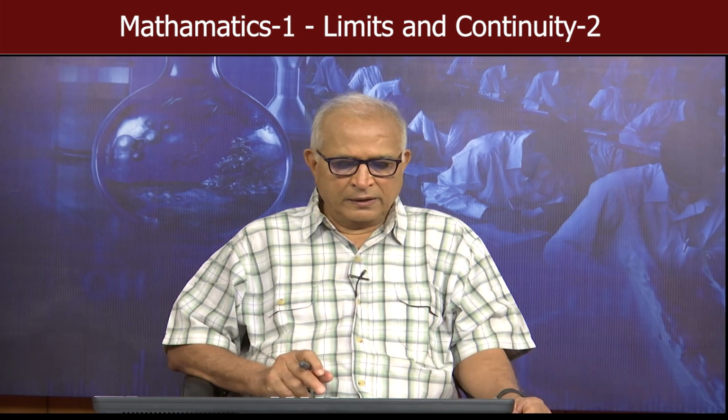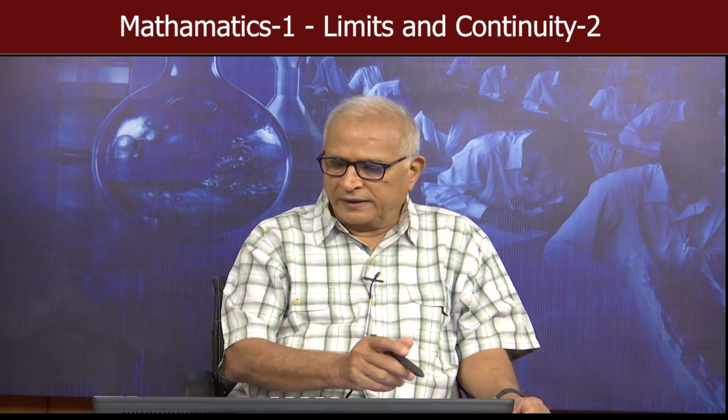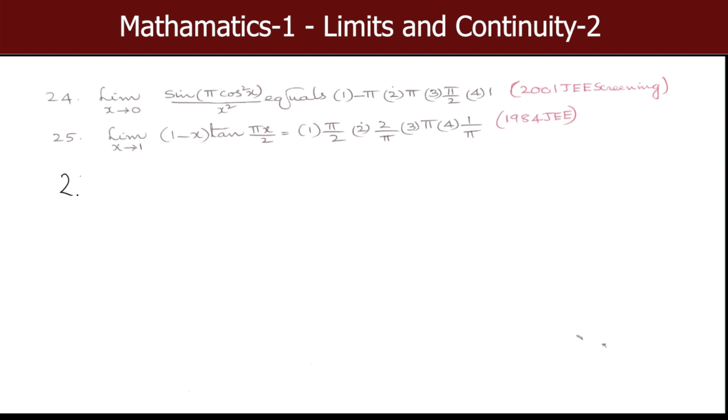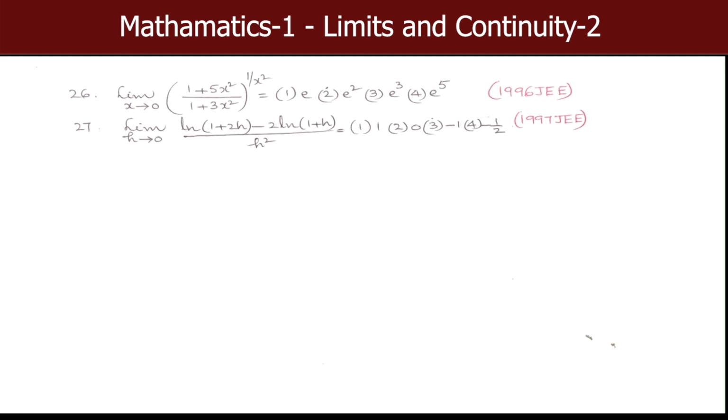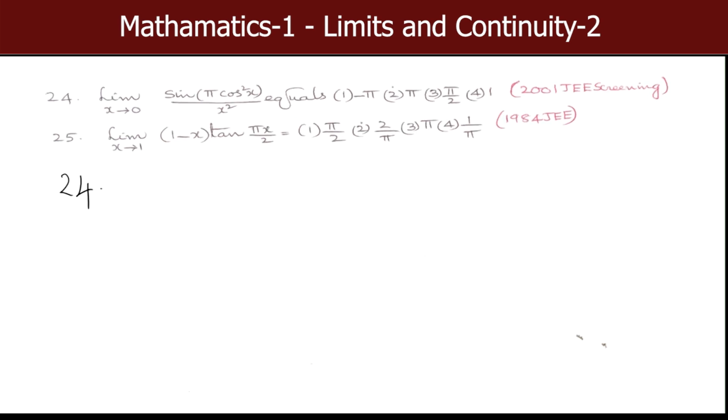Okay, next. 24. The screening paper of 2001, limit x tends to 0, sin pi cos squared x by x square equals.